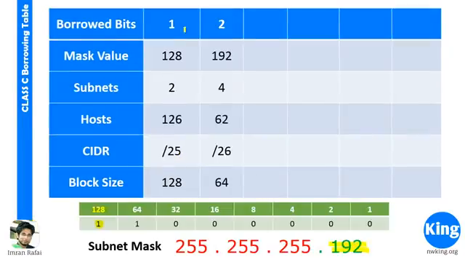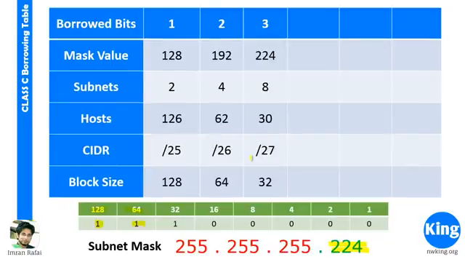When you borrow 2 bits, the mask value becomes 192. That is 128 plus 64. So the mask value is 255.255.255.192. It creates 4 subnets. If you borrow 2 bits, 2 to the power 2 is 4 subnets. The place value is 64, so that's the block size. Number of hosts is always minus 2, it's 62. CIDR is /26.